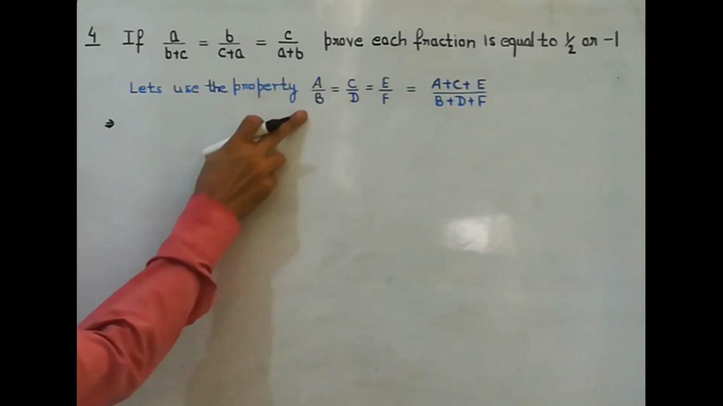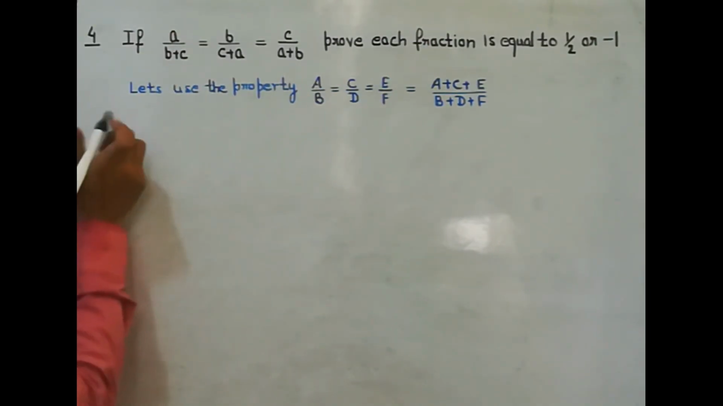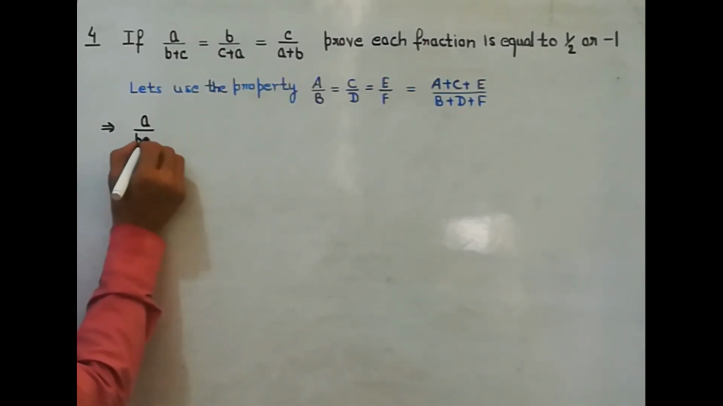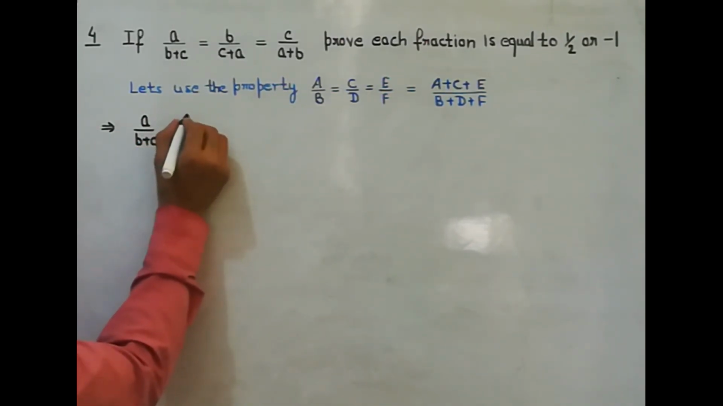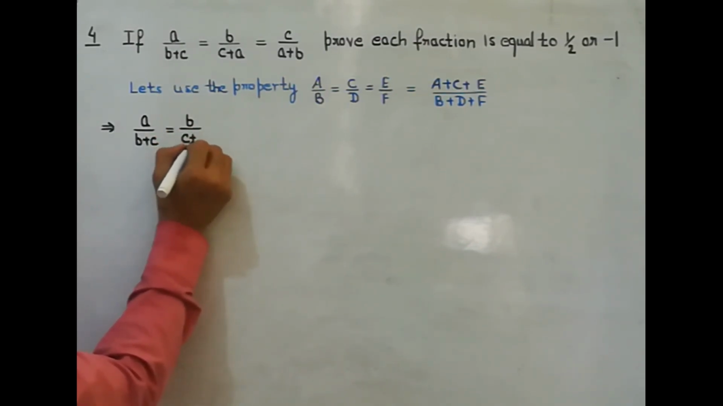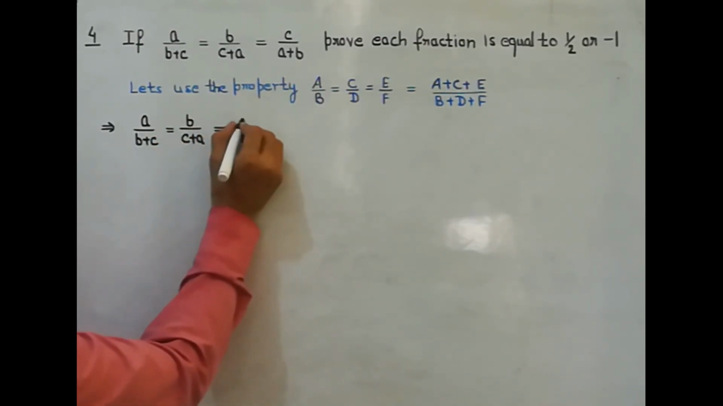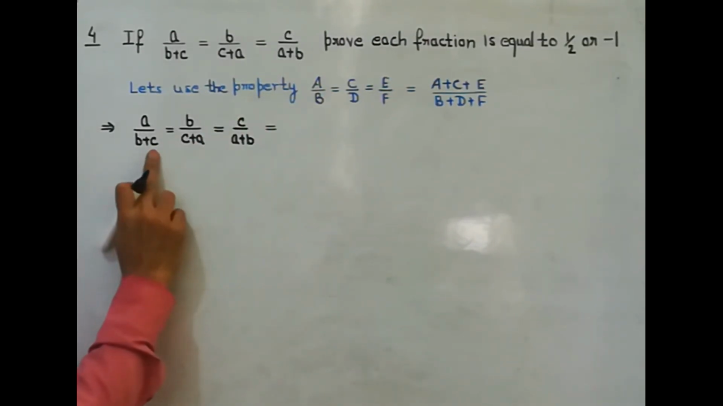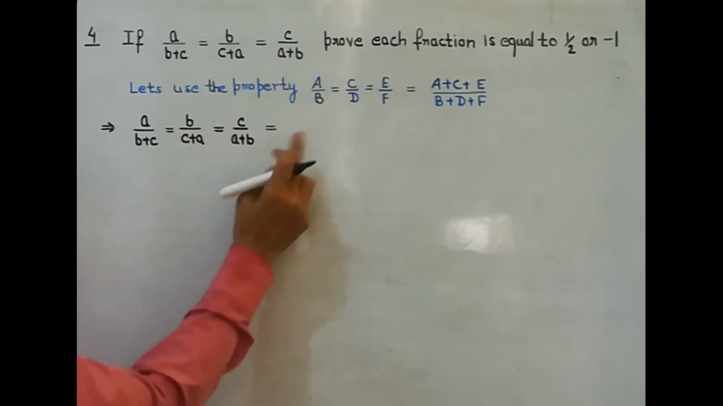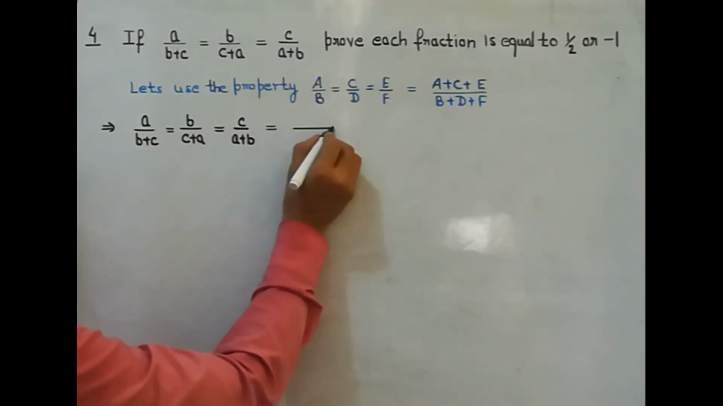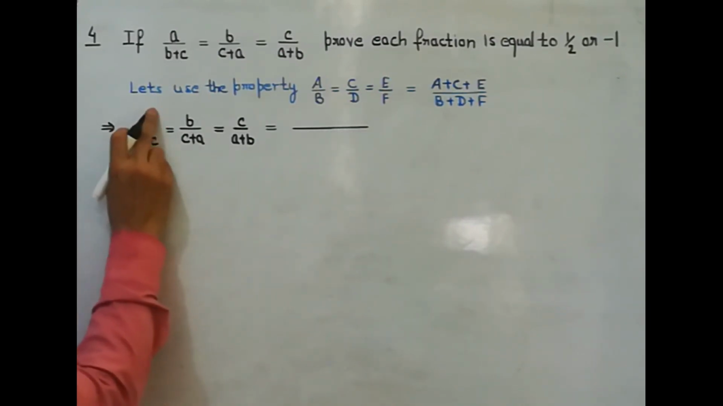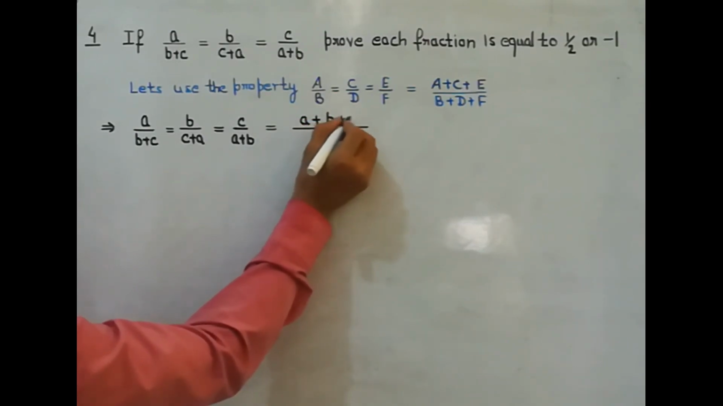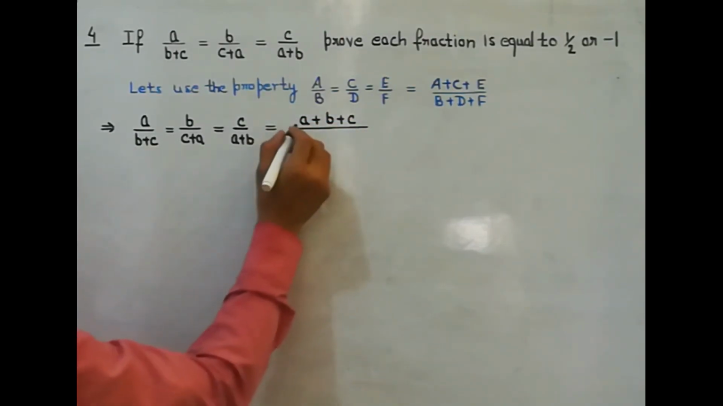So here A upon B means this first one. A upon B plus C is equal to B upon C plus A is equal to C upon A plus B, and we know by this property that each of this ratio will be equal to a new ratio here, which will be formed by sum of the antecedents upon sum of the consequents.